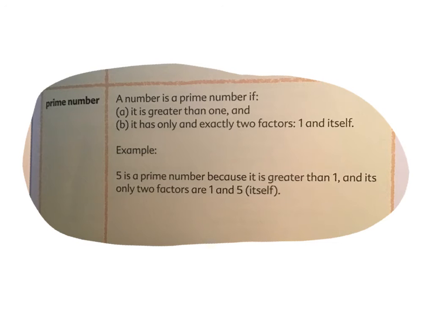If you said a prime number is a number that is greater than 1 and it has only and exactly 2 factors, 1 and itself, then you are correct. So 5 is a prime number because it is greater than 1 and its only 2 factors are 1 and itself.